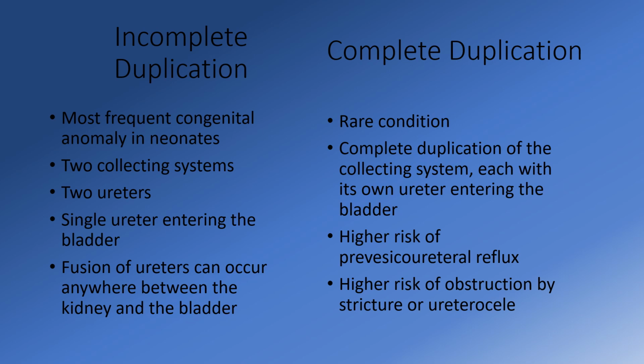Now, a complete duplication, this is more rare, and you get two ureters, two pelvises, and the ureters are going to both enter the bladder separately. The risk for vesicoureteral reflux is greater in these patients, so that means that the urine is able to back up into the ureter or into the kidney. And they're also going to be at a higher risk of obstruction or stricture, or ureterocele, and this is because it's going to have an ectopic insertion into the bladder, meaning one of the ureters is not going to enter the bladder at the normal place because there's two entering the bladder.